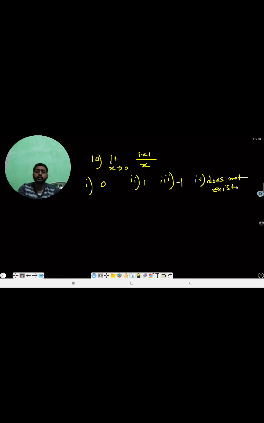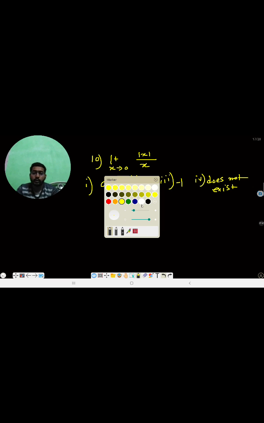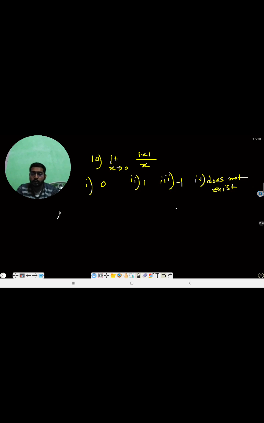So how to solve this one? First of all, whenever there is a mod, remember that one. Whenever there is a mod function, what is the definition of mod? Whenever x is greater than 0, mod x will be x, and whenever x is less than 0, mod x will be minus x. So remember this one. So from here you can see mod x by x, what will be the result?